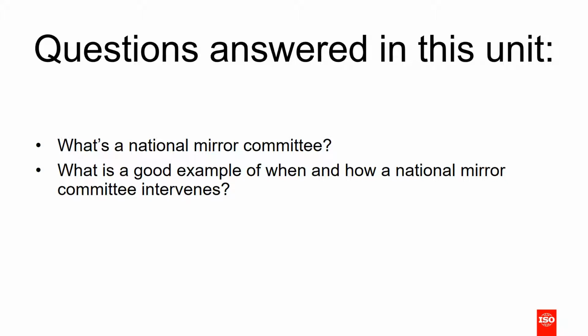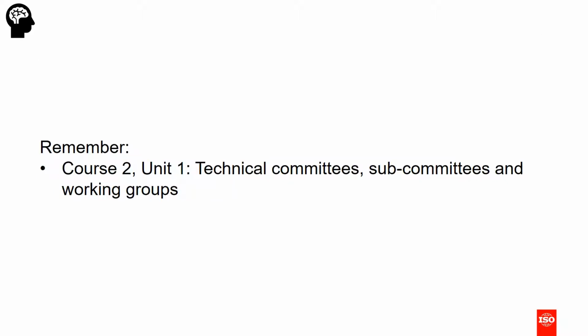And what is a good example of when and how a national mirror committee intervenes or provides its input to the ISO system? As usual, please don't skip any steps, especially in this case. We highly recommend that you are comfortable with the information presented in Course 2, Unit 1. So, what's a technical committee, a subcommittee, and a working group? It's really important to grasp the difference between these groups before moving forward.